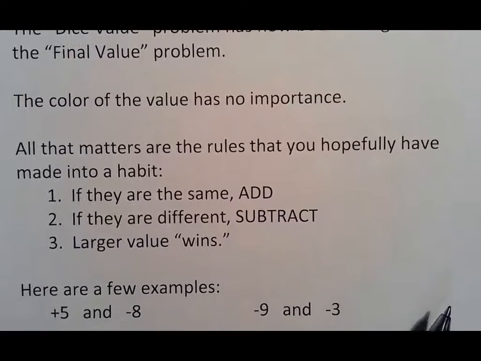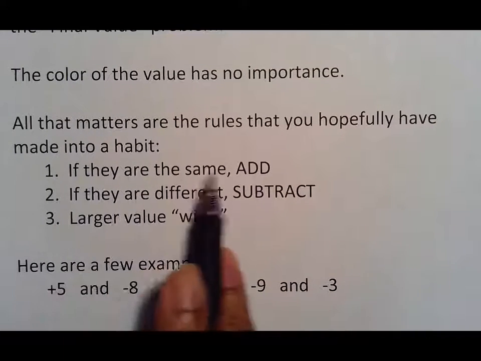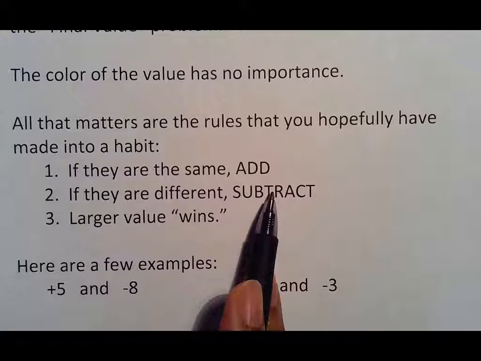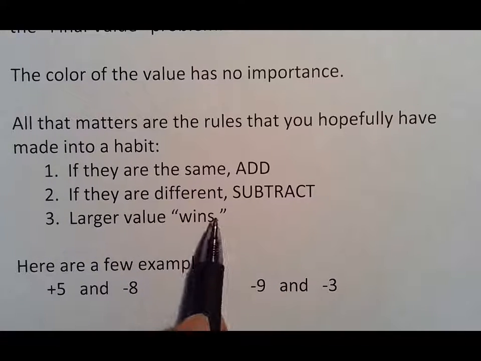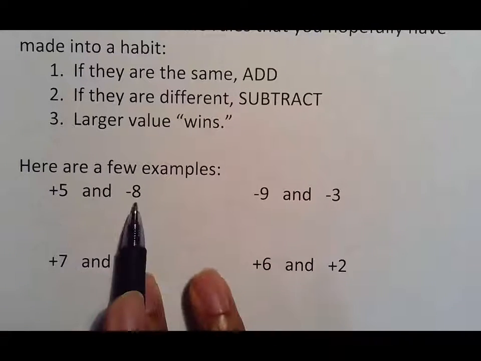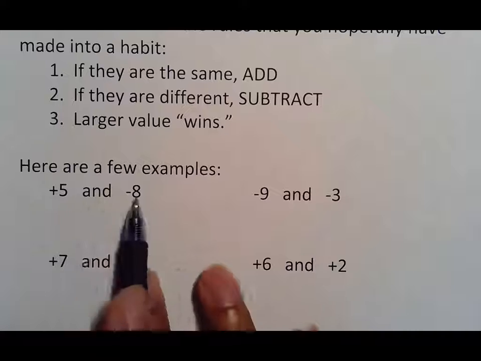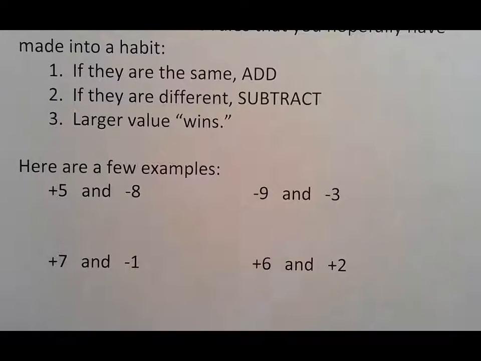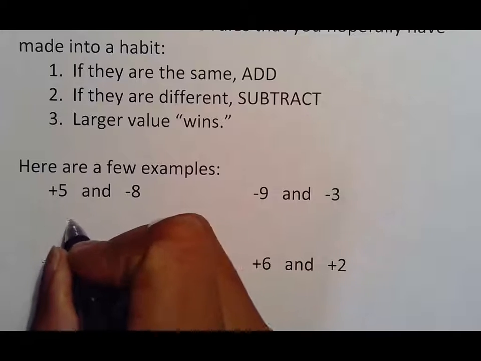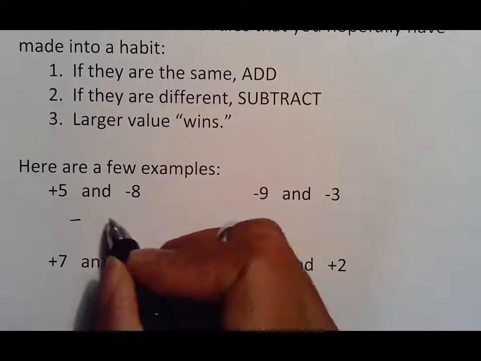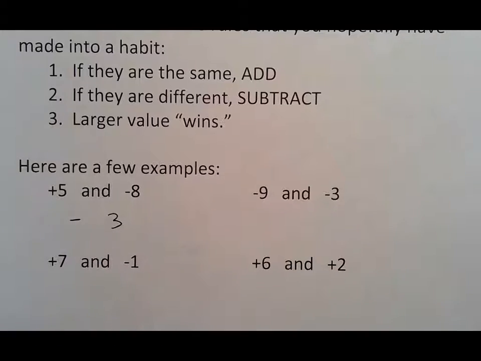All that matters is the rules that we learned before, which was that if they were the same, we added them because they worked together. If they were different, we subtracted them, and whatever value was larger was the one that won. So when we saw this before, it was red and black. Now it's just positive and negative. So positive 5, negative 8, they are not the same. And so your final result would be negative, because 8 is negative, and the negatives win by 3. And so those would be the two things that you get out of that.